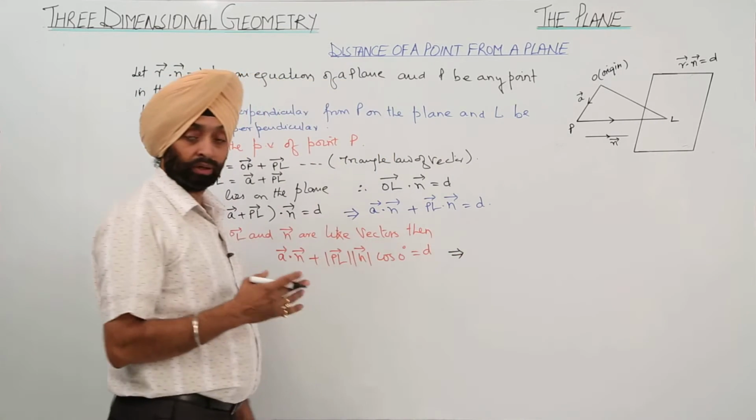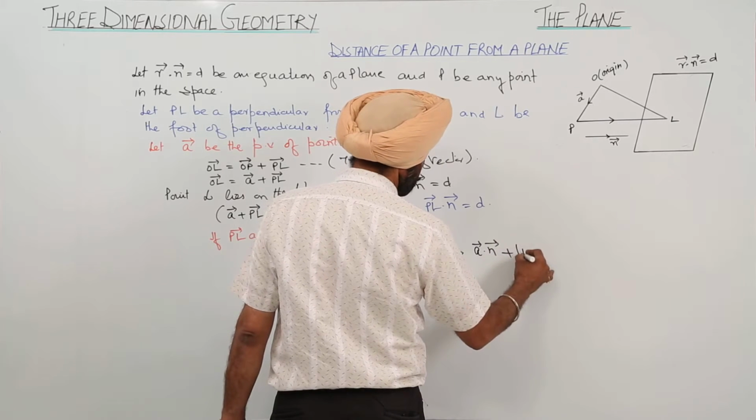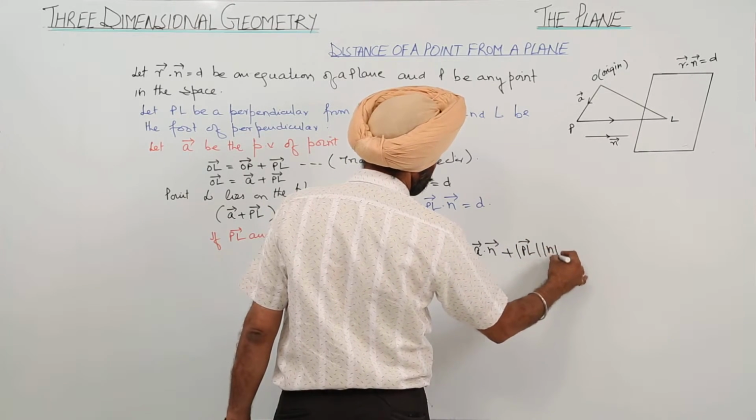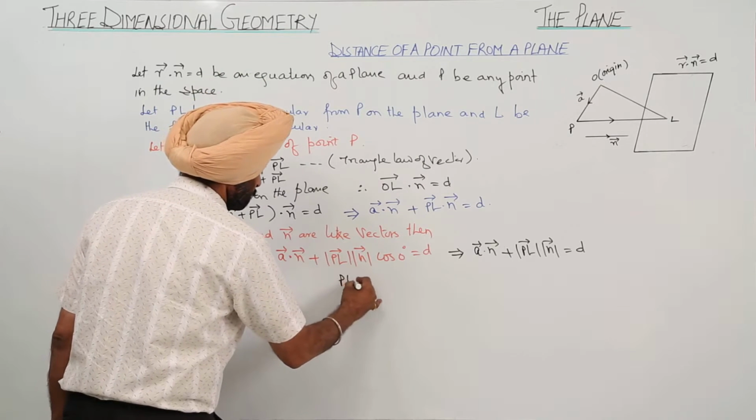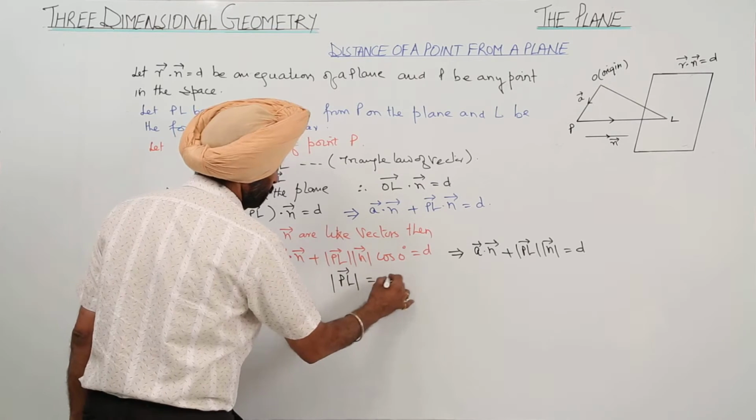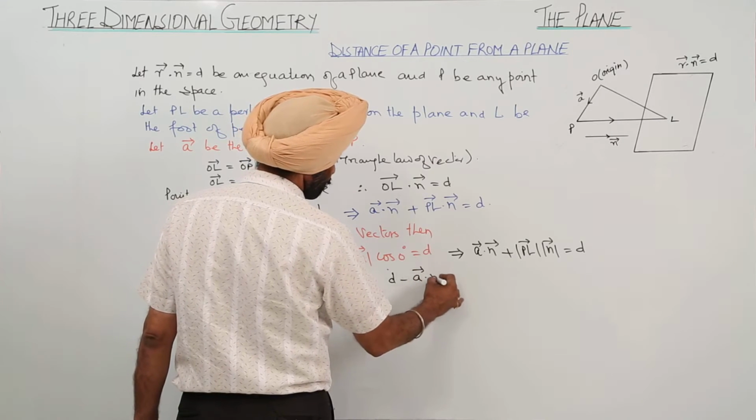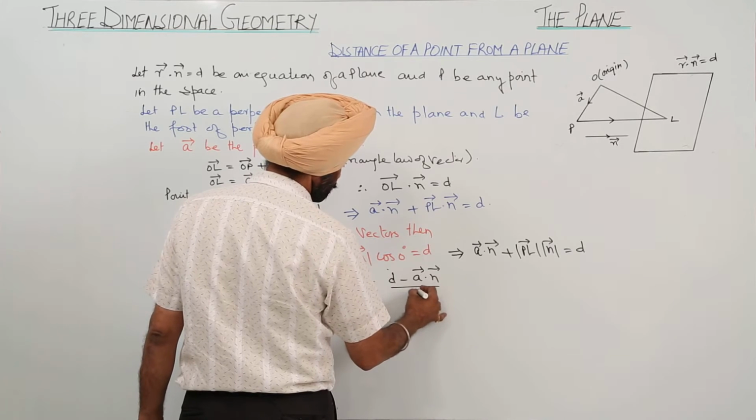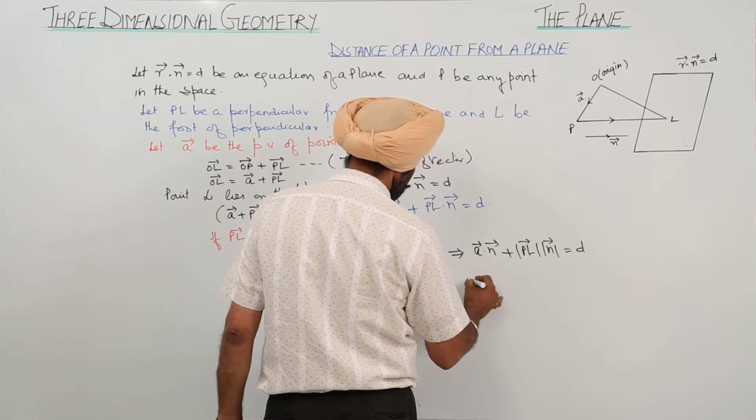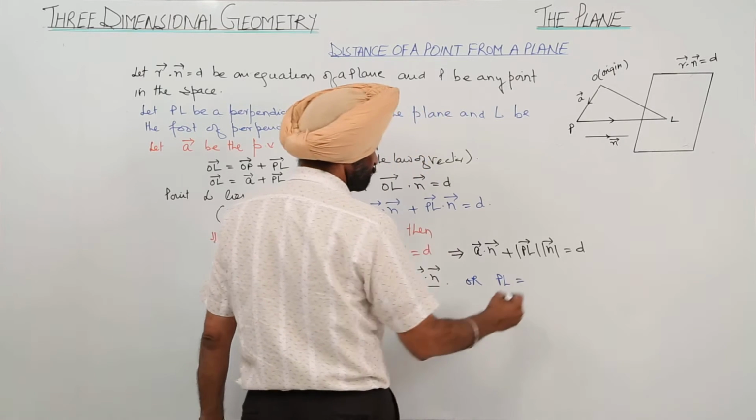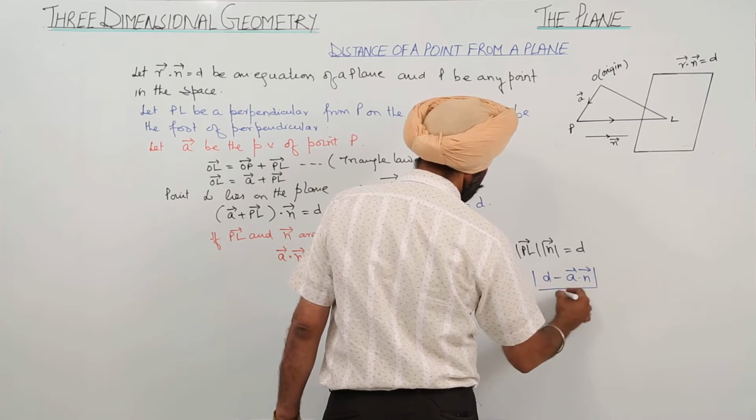Now cos 0 degree is what? Cos 0 is 1. Okay. So we are having vector A dot vector n plus magnitude of vector PL, magnitude of vector n is equal to D. Now PL is equal to D minus vector A dot vector n upon magnitude of vector n.